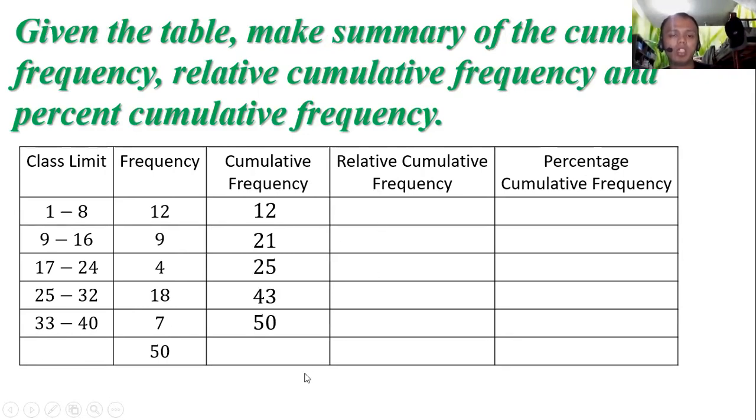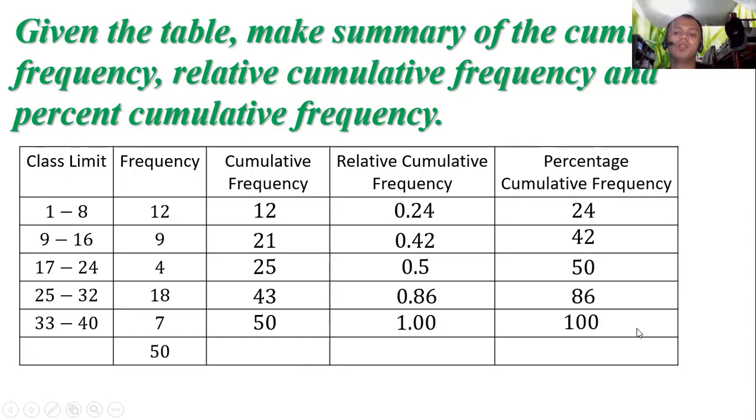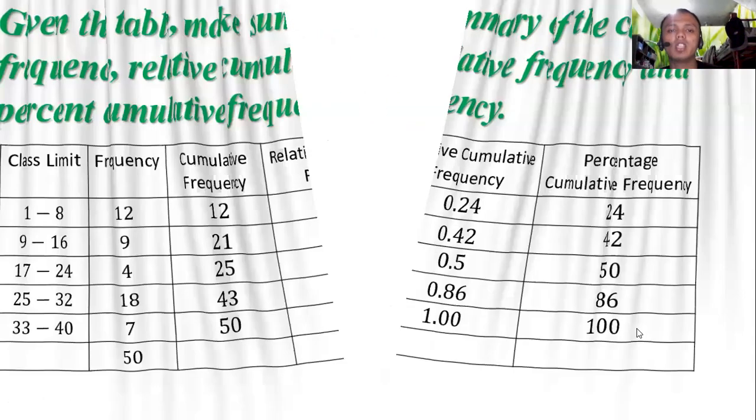Okay, for the relative frequency, we divide. 12 divided by 50 is 0.24. Next, 21 divided by 50 is 0.42. 25 divided by 50 is 0.5. 43 divided by 50 is 0.86. 50 divided by 50 is 1. For the percentage cumulative frequency, move the decimal point 2 places to the right: 24, 42, 50, 86, 100. Okay, so that's it.